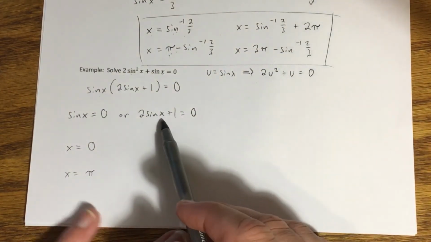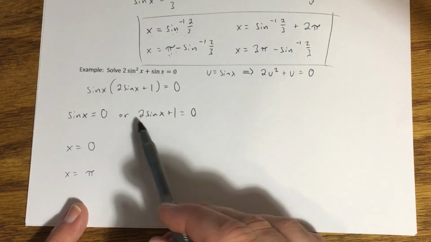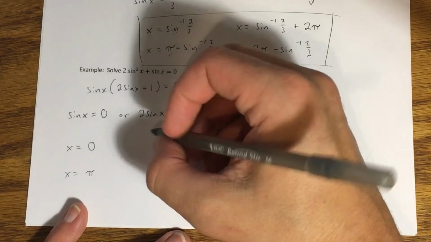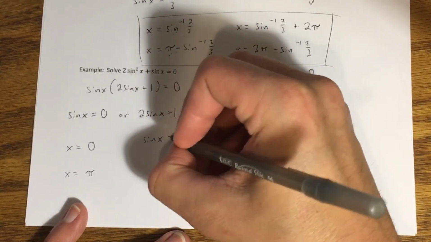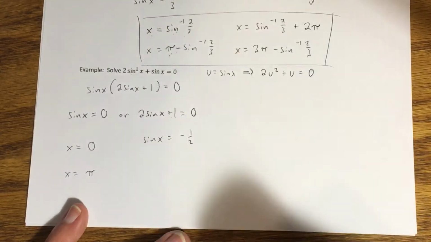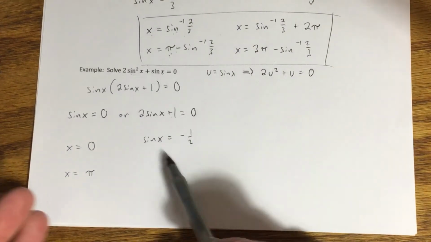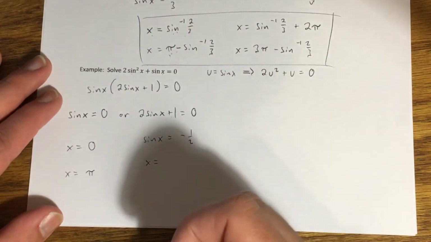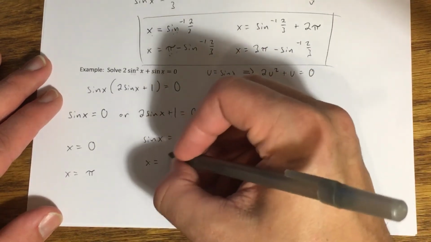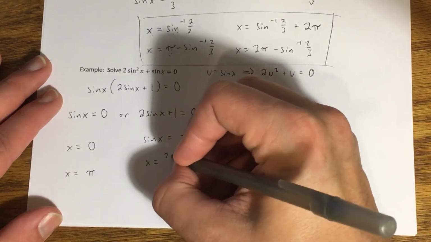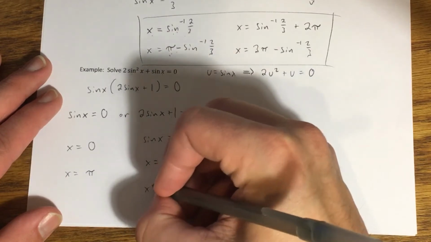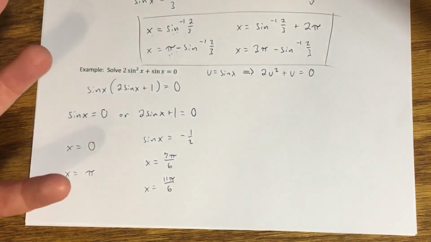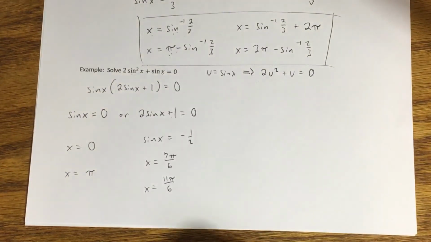When is 2 sine of x plus 1 equal to 0? Subtracting 1 and dividing both sides by 2 gives me sine of x equals negative 1/2. And we've actually already solved this equation. This has a couple of solutions. X is equal to 7 pi over 6, and x is equal to 11 pi over 6. Now we do want general solutions for this because it doesn't say to solve on an interval.